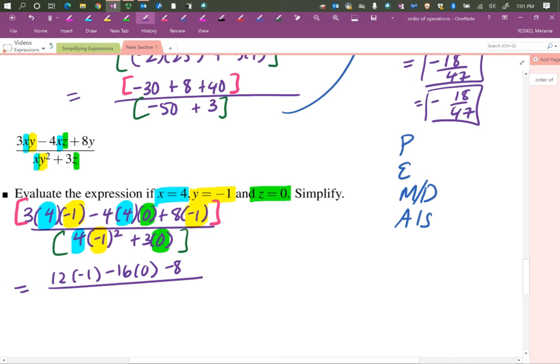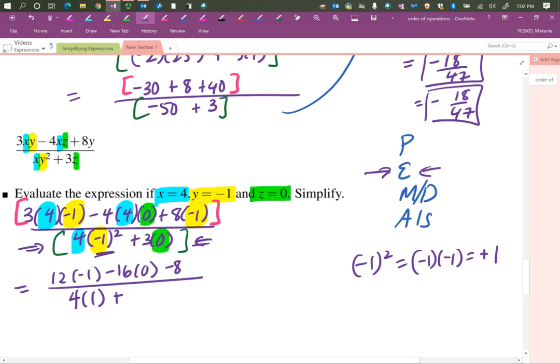Then we do the same thing with the denominator. But notice here in the denominator, we have an exponent. So we have to consider that part first because we know the next step is exponents. So 4 times, we have -1 squared, that's -1, times a -1, that's a +1. And then for this piece, we have 3 times 0, that's 0. Okay, now we're still going to consider what's happening in the numerator. So 12 times a -1 is a -12. -16 times 0, that's a 0. And then minus 8. Then we consider the denominator.